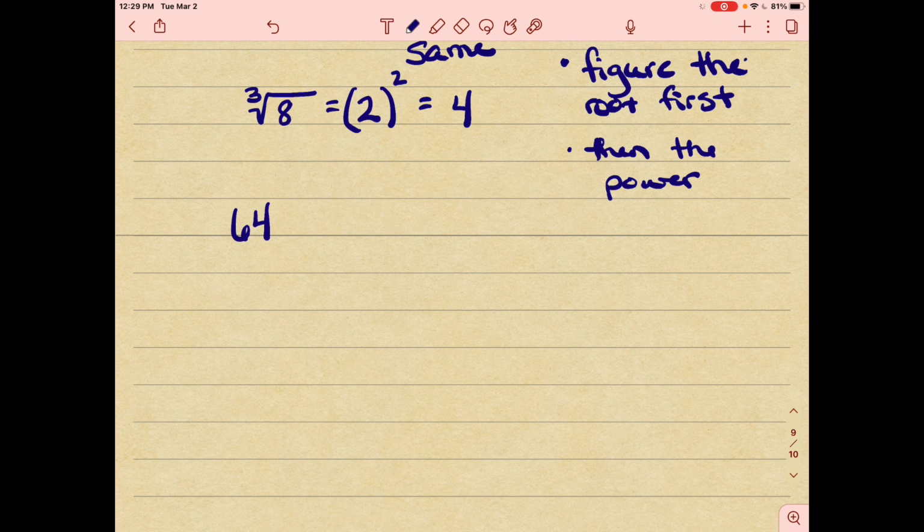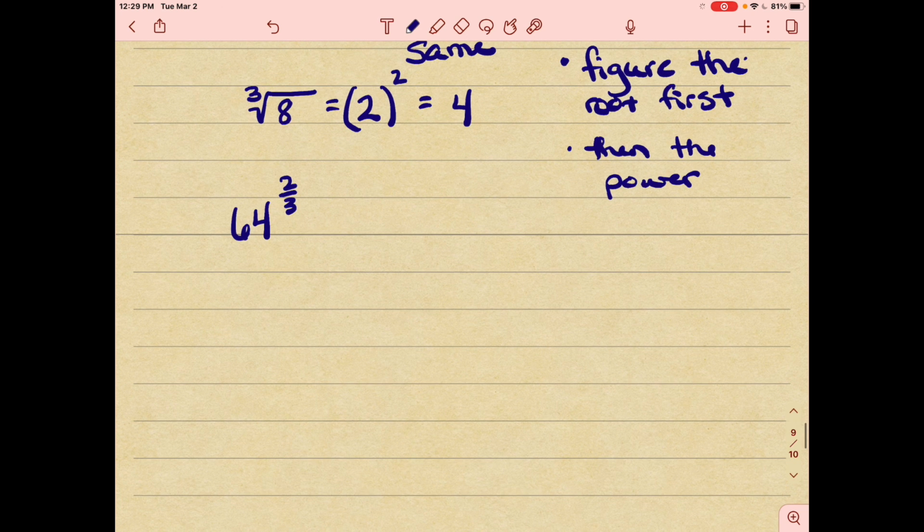64 to the 2/3 power. And you should be stopping this video so that you can try these on your own, and then let me fill it in where you get confused. I want to do the third root first. This is going to be the third root of 64, and then we're going to square it.